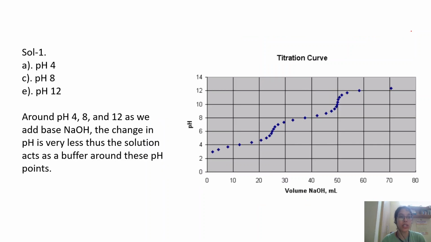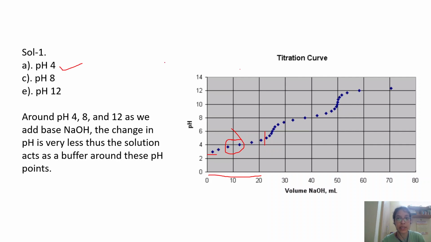The correct option is pH 4, 8 and 12. Why? You can see in the range of pH from here to here, we need to add 20 ml of NaOH, and only then are we getting some pH change. At the middle point, point 4, almost the whole sample is there, but the pH change is almost negligible. That is why pH 4 is a correct answer.